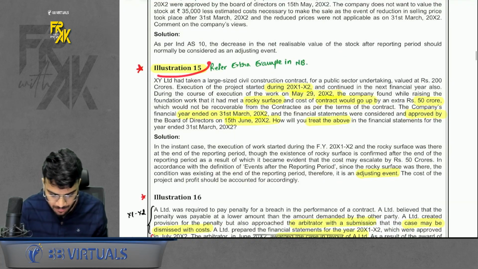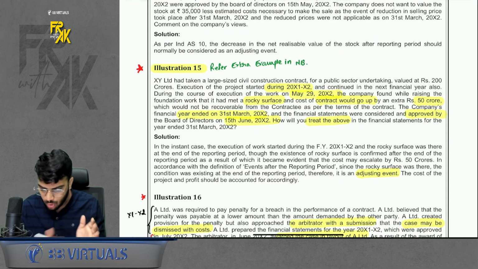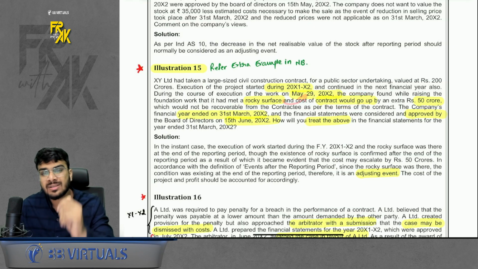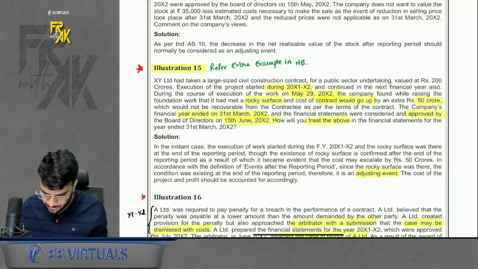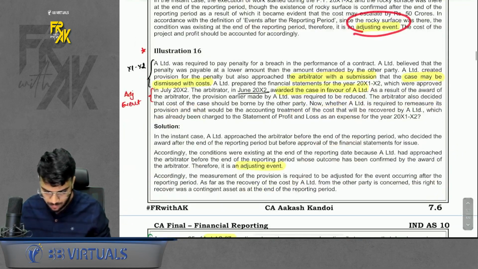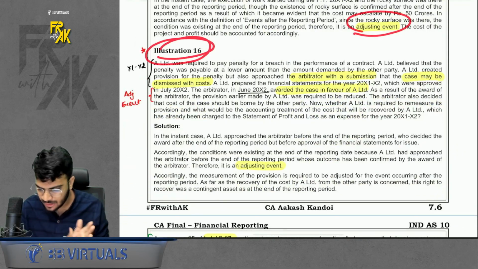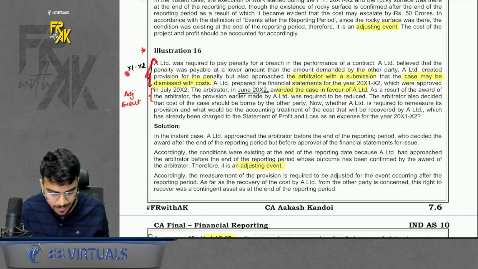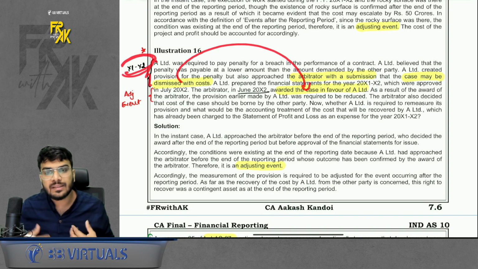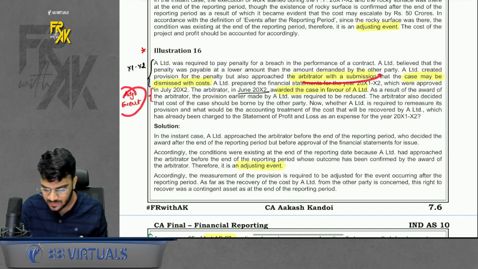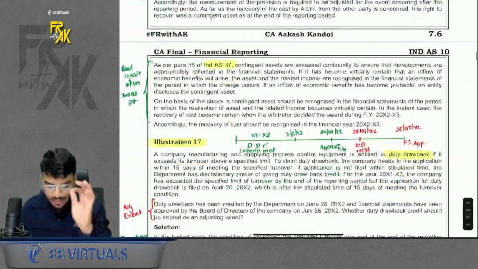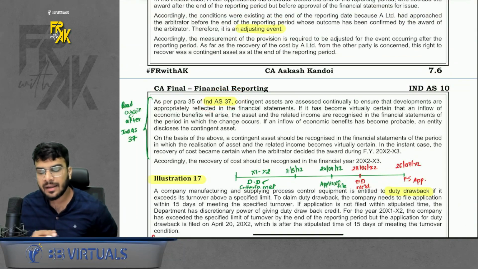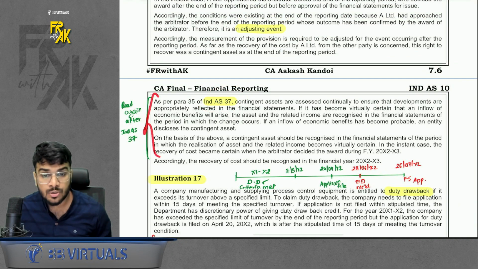One question is illustration number 15. We already discussed this. You know the rocky surface example which I gave you. Rocky surface we came to know later on, but of course it existed from before only. So treat it like an adjusting event. Then there is illustration number 16 also. What is here? So basically there was a case which was ongoing in 11-12 and we won the case later on. So adjusting event, because the case was existing from 11-12. In some questions the reference of 37 is also given. So if you have read Ind AS 37, you will understand the reference. Just do give it a read.